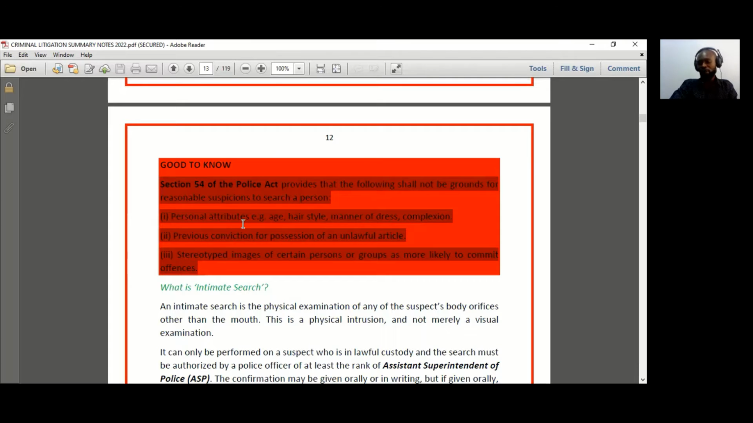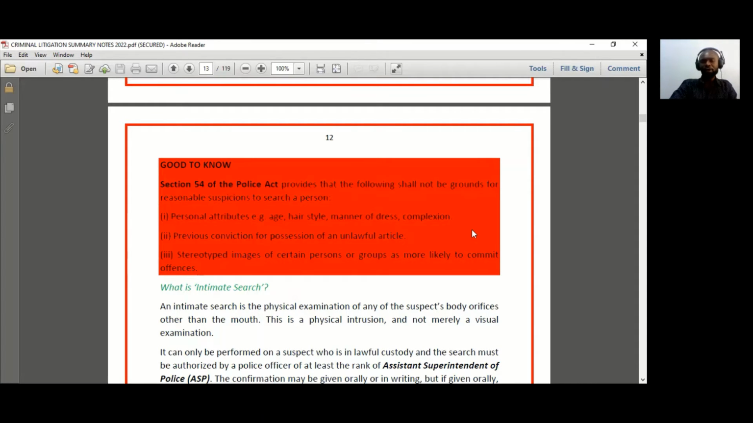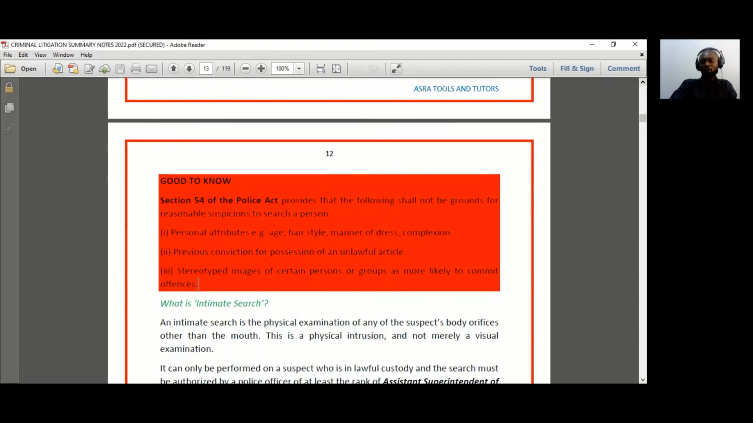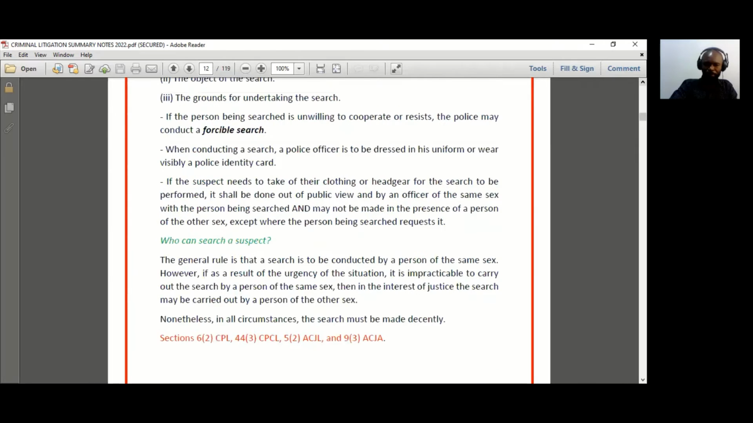So first, it says personal attributes would not count as grounds, which means the hairstyle or the kind of dress the person is wearing or their age. Also, previous conviction for possession of an unlawful article would also not count as grounds. And then stereotyped images of certain persons or groups as being likely to commit offenses would also not suffice as grounds on which the search can be made.